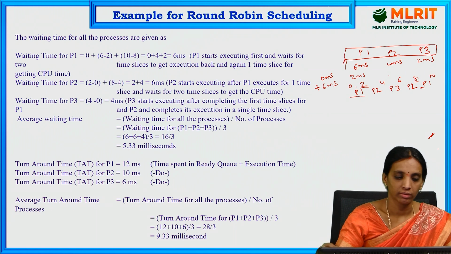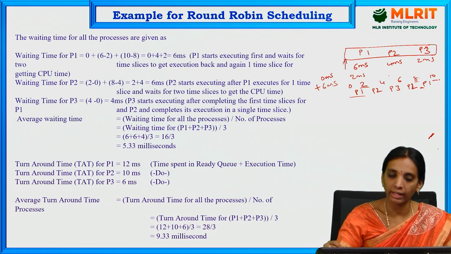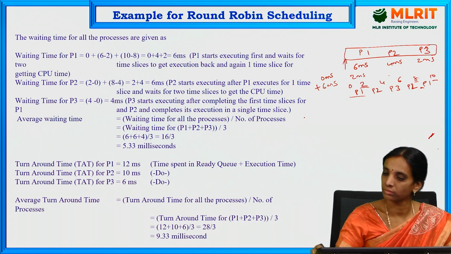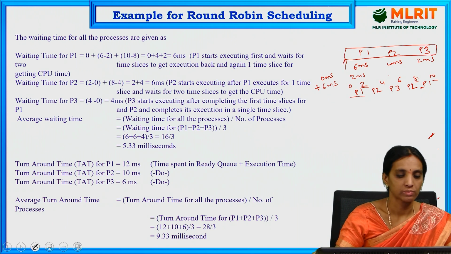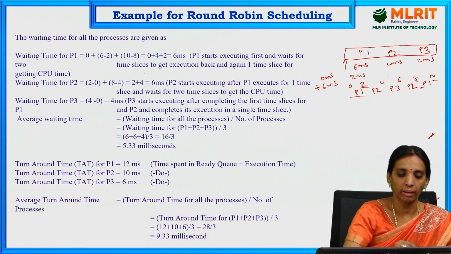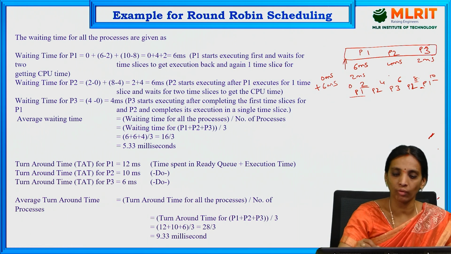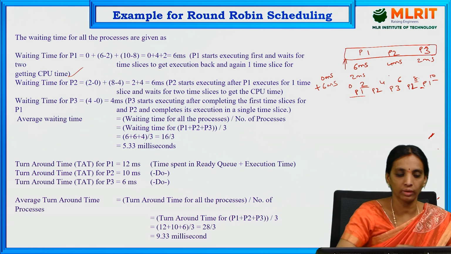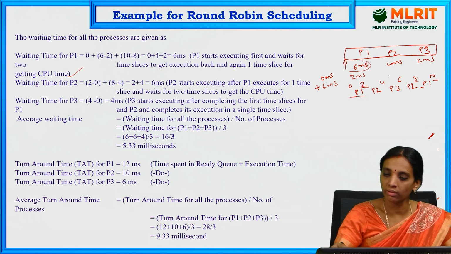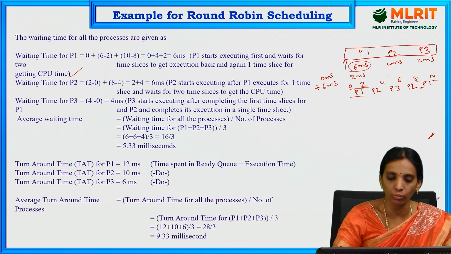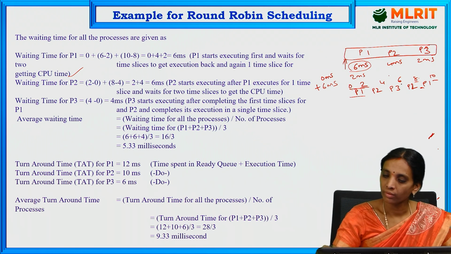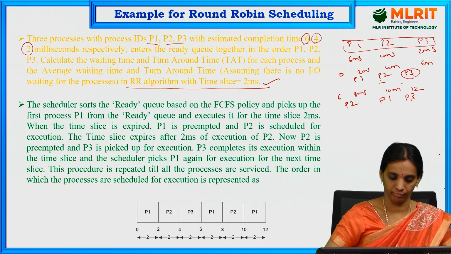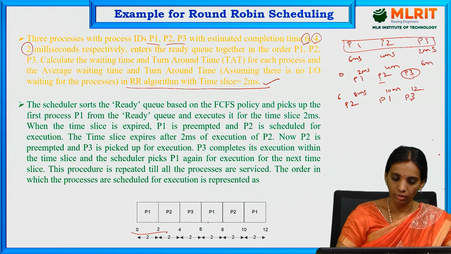And next from 10 to 12, it waits for a time slice to get execution back, and again one time slice for getting CPU time. Here it has a total of 6 milliseconds. So it has 3 time slots: from 0 to 2, from 6 to 8, and from 10 to 12.